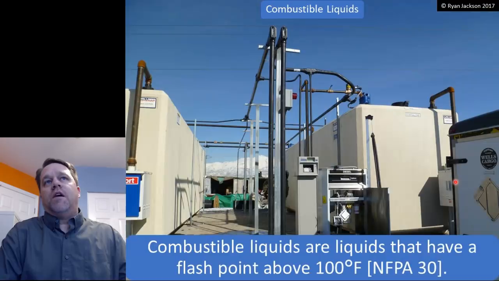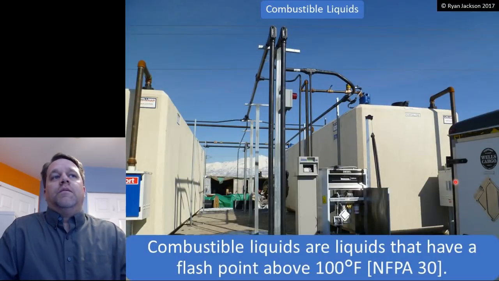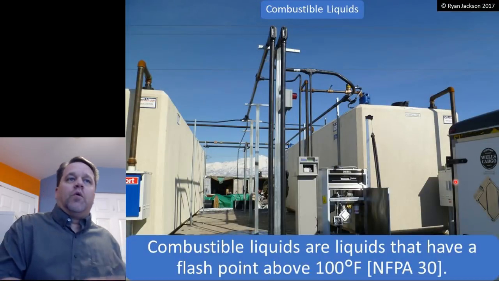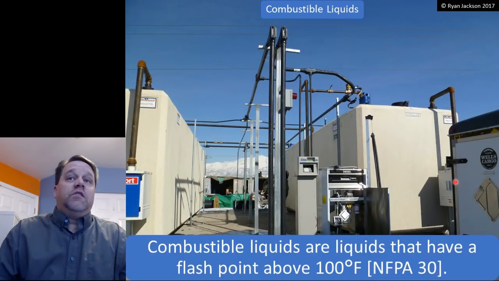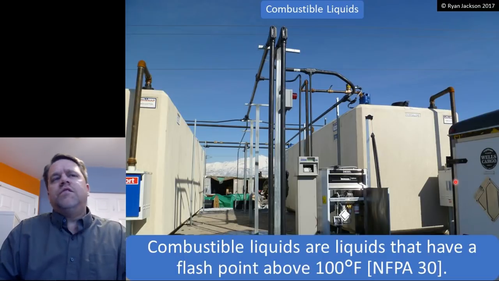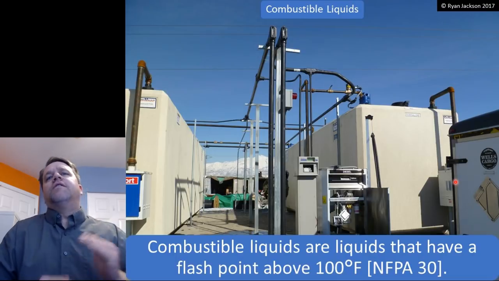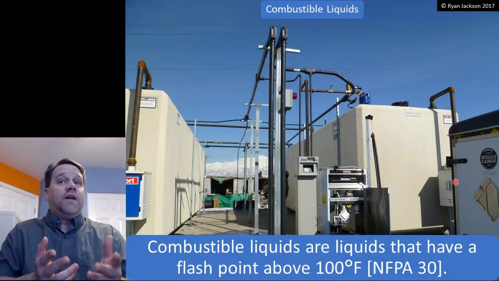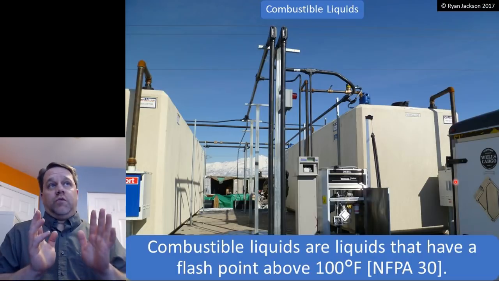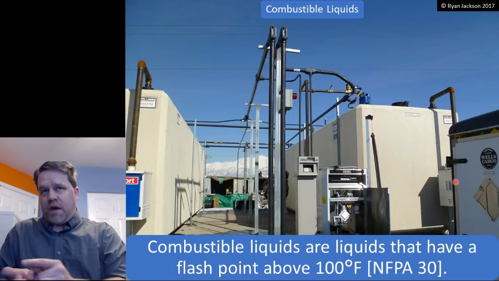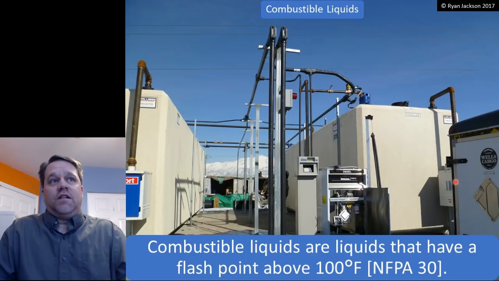Compare that with a combustible liquid. A combustible liquid is a liquid that has a flash point above 100 degrees Fahrenheit. So this is a diesel fuel dispenser. Diesel fuel has a flash point somewhere in the neighborhood of 125 degrees F. So that is not a flammable liquid. That is a combustible liquid. And there is a big difference between a flammable liquid and a combustible liquid when it comes to area classification.